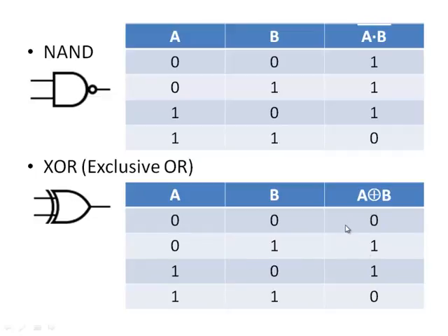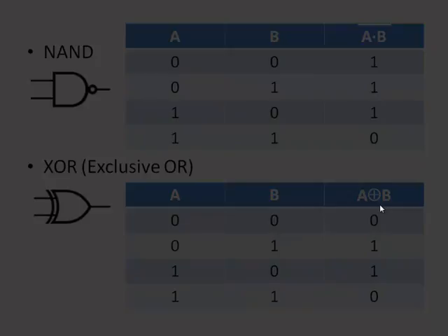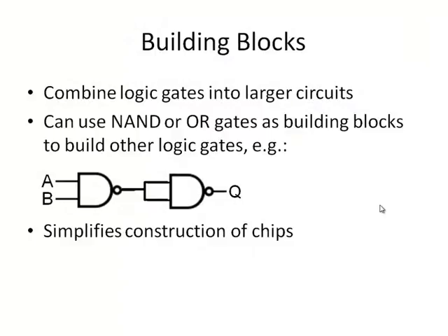So if A and B are both 0, the output is 0. If A and B are both 1, the output is 0. If A or B is 1, the output is 1. And you can see the symbol here for the mathematical shorthand is the same plus symbol used in the OR gate, but this time with a circle around it. So that's the exclusive OR shorthand notation. That's what individual logic gates do, and those are some of the most common ones.